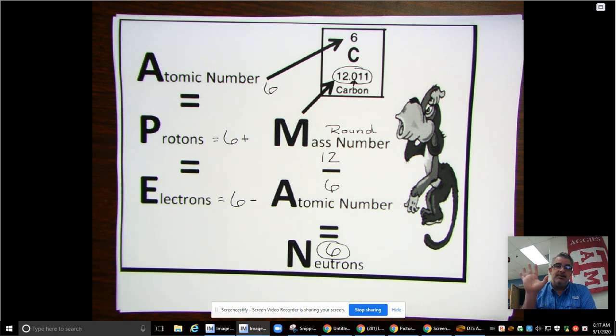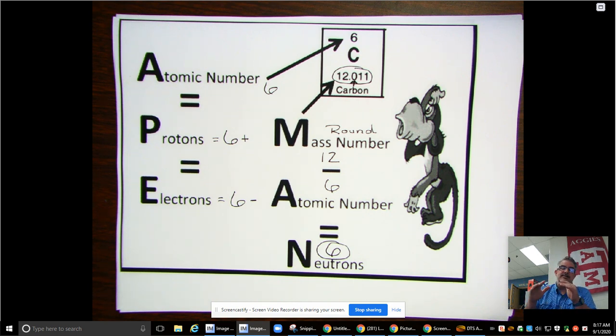Okay, so I started with 100. That's my mass. 40 of it went to student A. How much of it went to student B? So we have to subtract 40 from 100 to figure out that I gave $60 to student B. Okay, so that's kind of the concept that we're working with here.